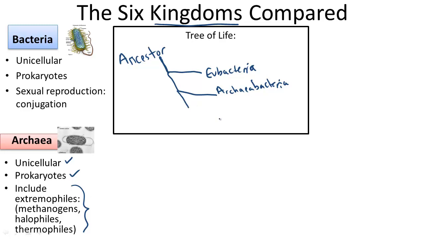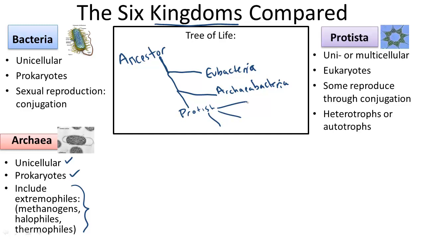Finally, the last 4 kingdoms to evolve are all eukaryotic organisms. They may have been thought of to evolve from the protist kingdom, which are uni or multicellular organisms. They're eukaryotic. Some reproduce through binary fission or conjugation, and they can be made of heterotrophs or autotrophs.